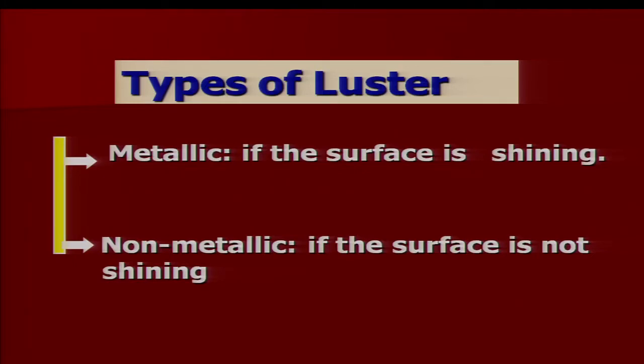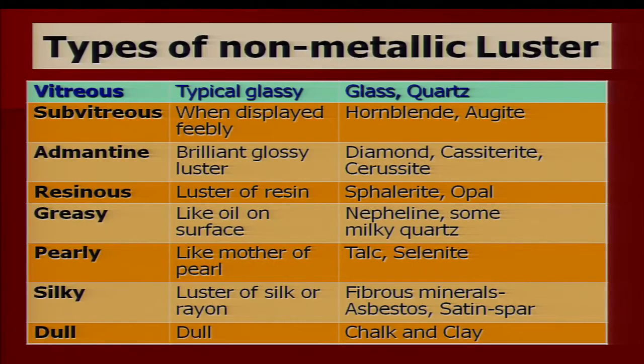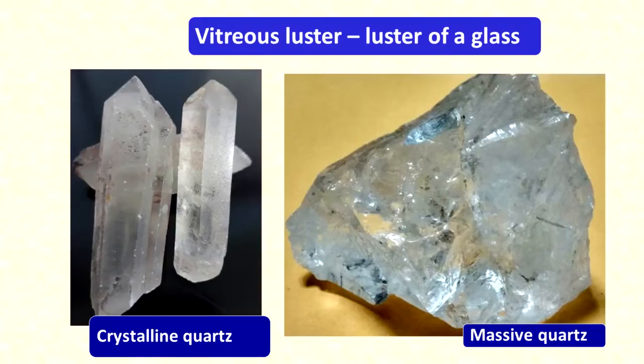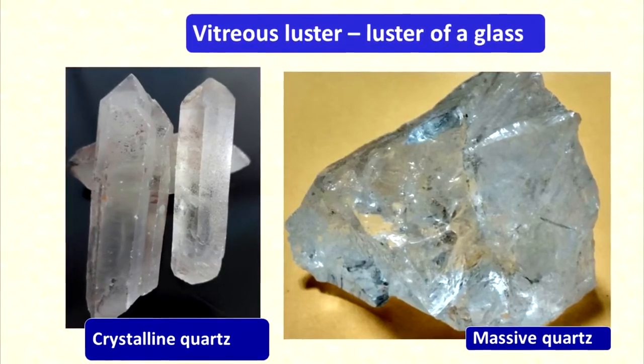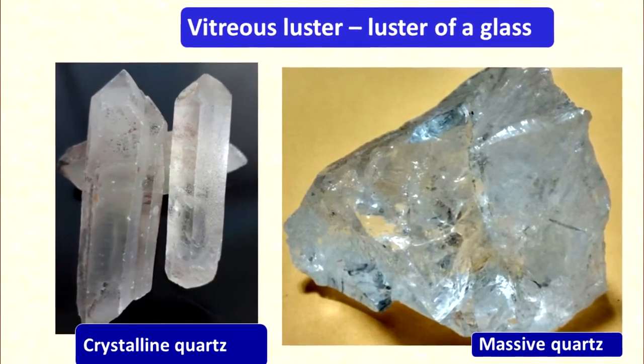Types of luster can be classified into 2 major groups, metallic and non-metallic. In metallic luster, the surface is shining, but in non-metallic luster, the surface is not shining. Metallic luster, the best examples are gold, silver, galena, chromite and copper. Their fresh surface is shining, whereas non-metallic luster includes vitreous luster. It looks like typical glass. The best example is quartz, which displays vitreous luster.